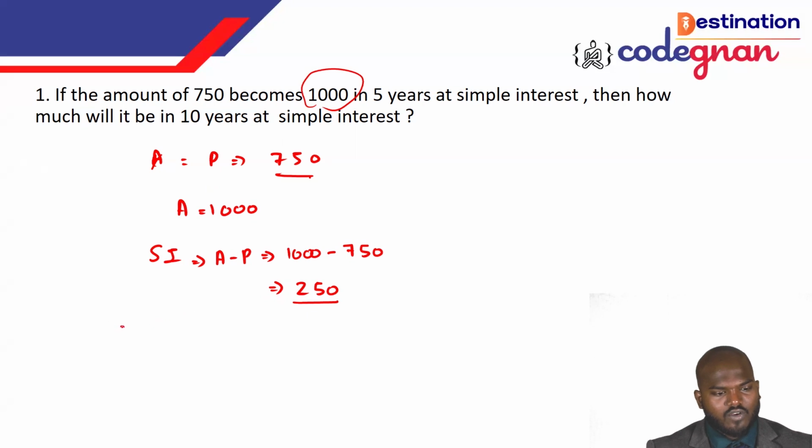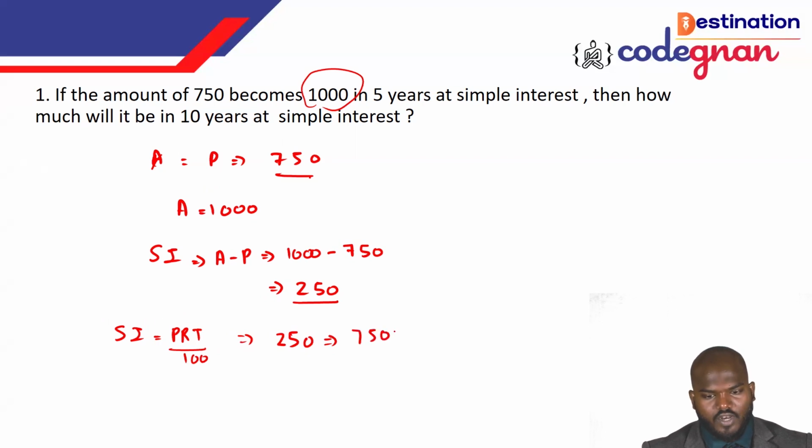That is SI is equal to PRT by 100. So SI is equal to 250, principal is equal to 750. Rate of interest we don't know, right? So we can call it R directly. Time is equal to 5 years, over 100. If you say it like this, it will give you 20, and the zeros get cancelled, and 7 times 5 is 35. So taking the value to this side, you will get the rate of interest as 20 by 3.